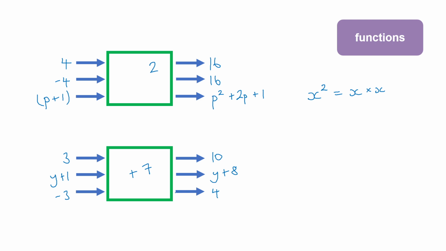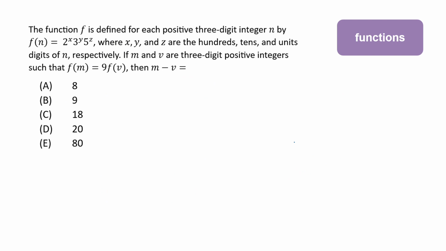More about that later. But this function, because it doesn't have its own symbol, we can make one up. We can call it the g function, and we'd write g of x, meaning if I put x into that g function, I'm going to get x plus 7 out the other side. That's how you need to get used to writing functions for the GMAT. So far, so good.